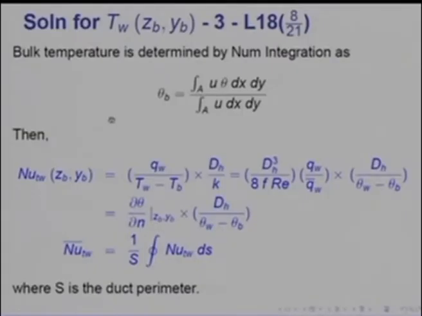The next task, of course, is to evaluate the bulk temperature, u theta dx dy divided by u dx dy over the area of cross section of the duct. This is how we define the bulk temperature. And then the Nusselt number, which is q wall over T wall minus T bulk into dH by K, would be simply equal to this quantity into dH by K, is equal to d theta by dN at z b y b dH over theta wall minus theta bulk.